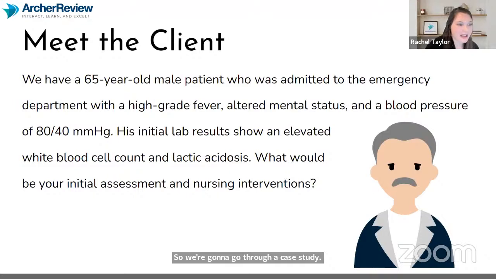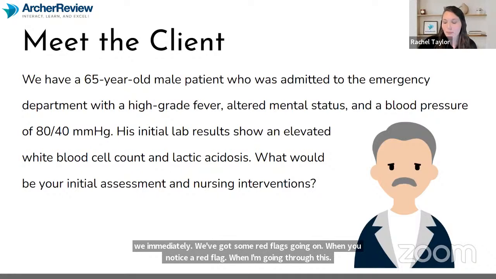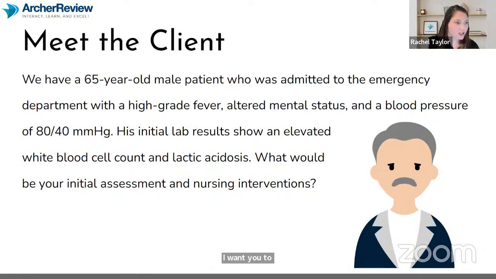We're going to meet our client. We have a 65-year-old male patient admitted to the emergency department with a high-grade fever, altered mental status, and a blood pressure of 80/40. Okay, we've got some red flags going on. When you notice a red flag when I'm going through this, I want you to drop it in the chats. Let me know what red flags you're seeing.